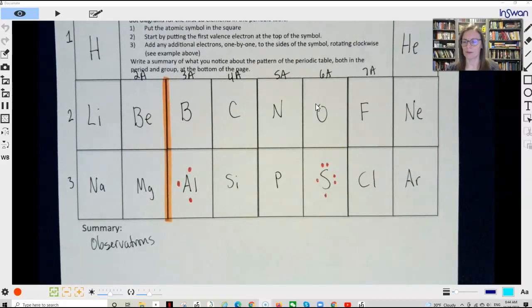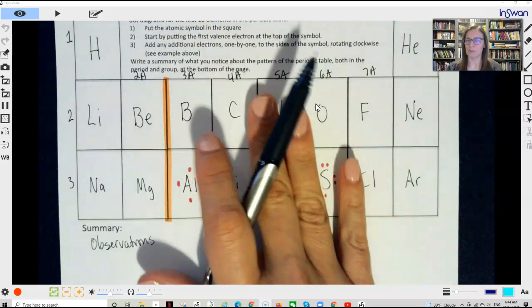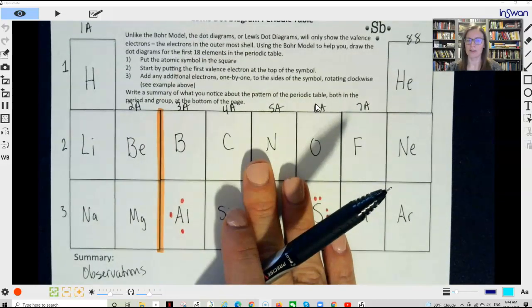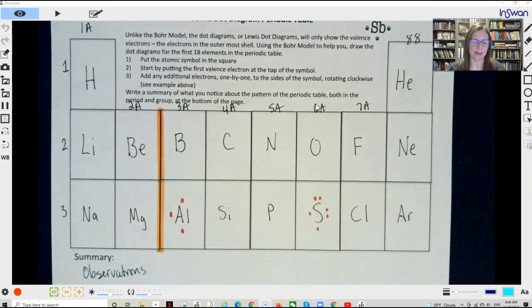Take the picture of your Cornell notes, take a picture of your handout work, and turn it in on Canvas. You should be able to finish this by the end of class. If not, otherwise finish it and get it turned in as homework.